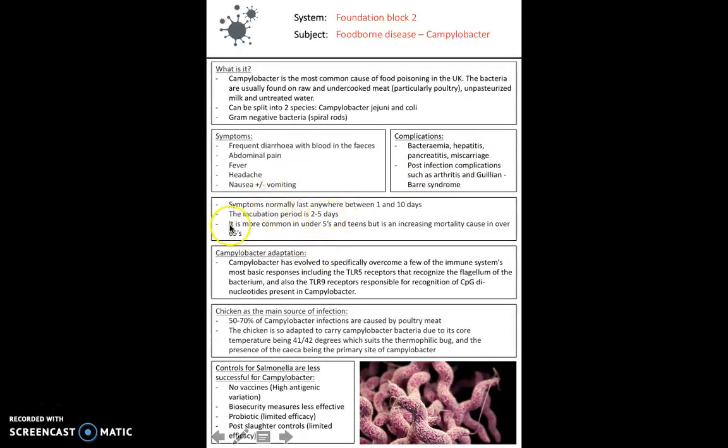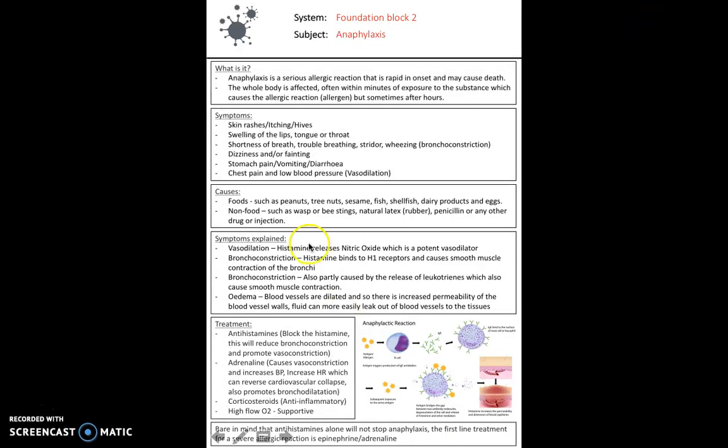And the symptoms of Campylobacter normally last anywhere between 1 and 10 days, with the incubation period being 2 to 5 days. Again, it's adapted to allow it to survive in our system, and chicken is the main source of infection, causing around 50 to 70% of Campylobacter infections in the UK. And our controls for Salmonella are less successful for Campylobacter, which is why it's the biggest cause of food poisoning in the UK. Lastly, for this video, we're covering anaphylaxis.